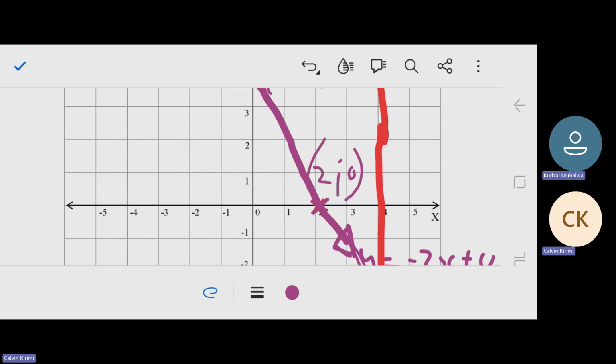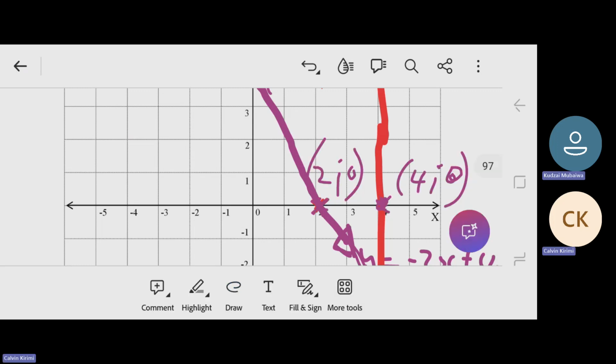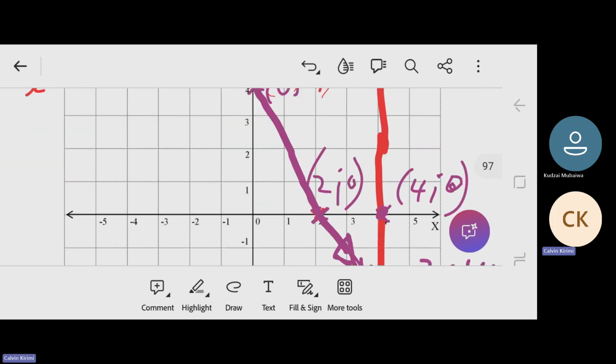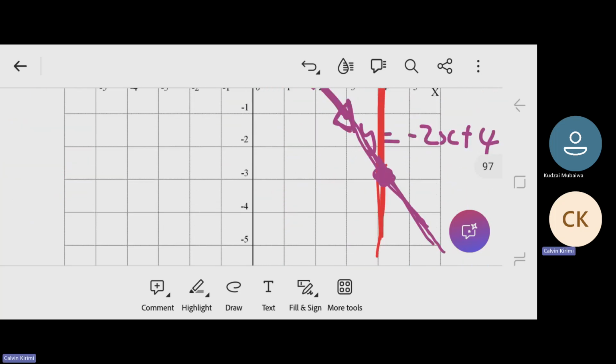The same graph. This graph is cutting at what point? X is 2 or 4? 4 and 0. So you indicate these points on the line. That's what they want you to show them. And don't forget to also name the graph. X is equals to 4. This one, y is equals to minus 2x plus 4.